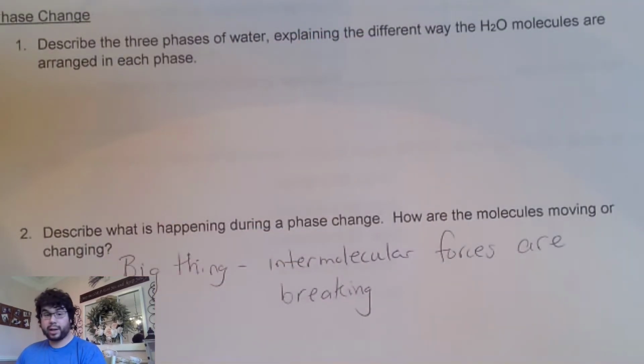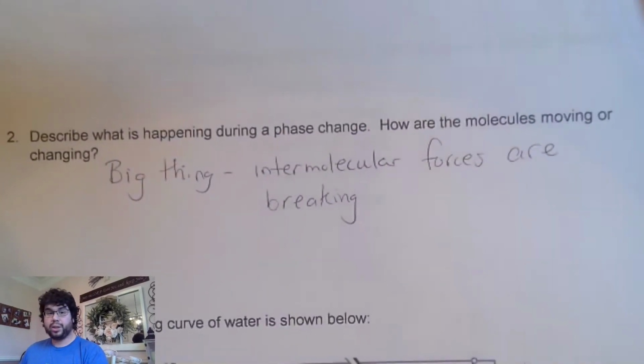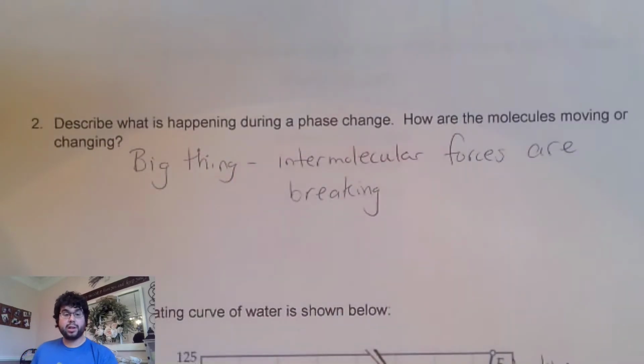Describe what is happening during a phase change and how are the molecules moving or changing. The big thing here to remember in a phase change is that the intermolecular forces of the compound are breaking. So remember that when water is a solid, the water molecules are stuck together, they're locked into a crystal formation, and then as the water is heated and liquefied, those water molecules start to separate from one another, and then they can slide past one another, but they're still attracted to one another, and so they don't completely separate from each other. That's what the liquid phase is going to be.